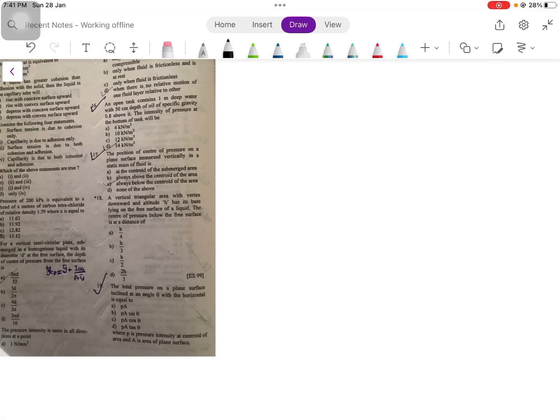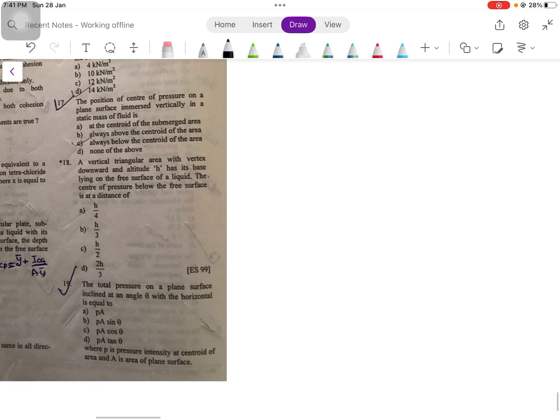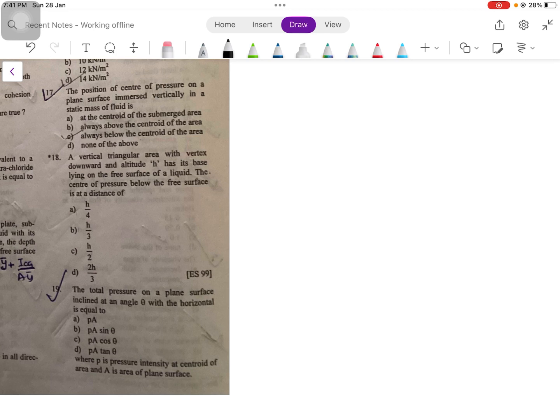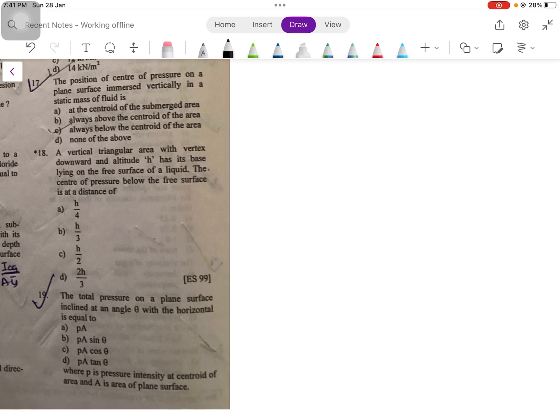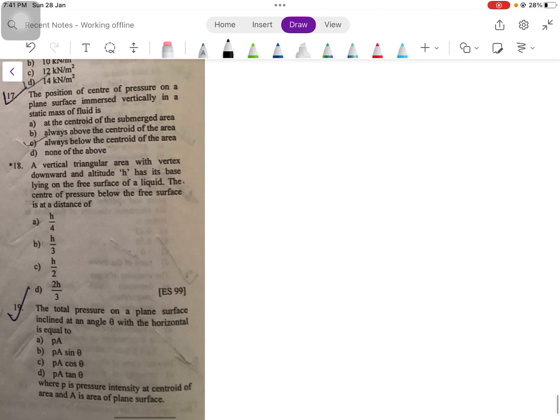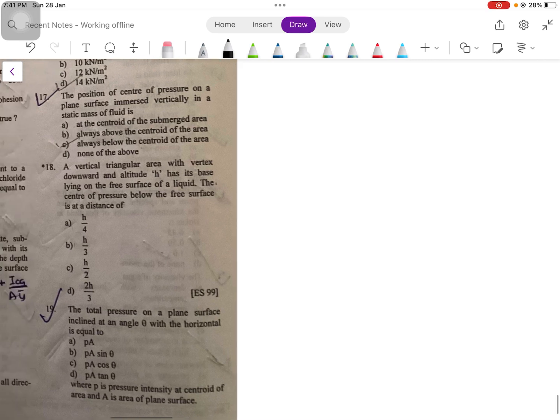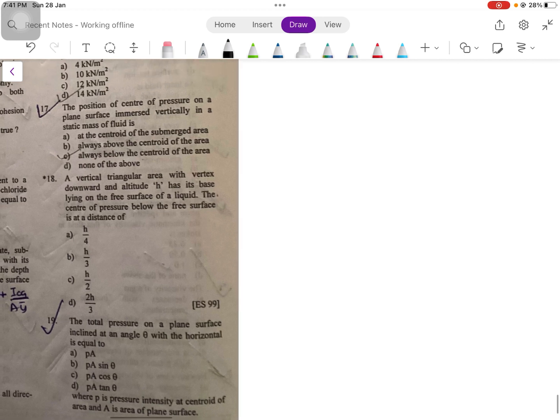Hello dear students. Today I am going to discuss question number 18 of the chapter on fluid mechanics. The question says we have a vertical triangular area with vertex downward and altitude h, and has its base lying on the free surface of a liquid.